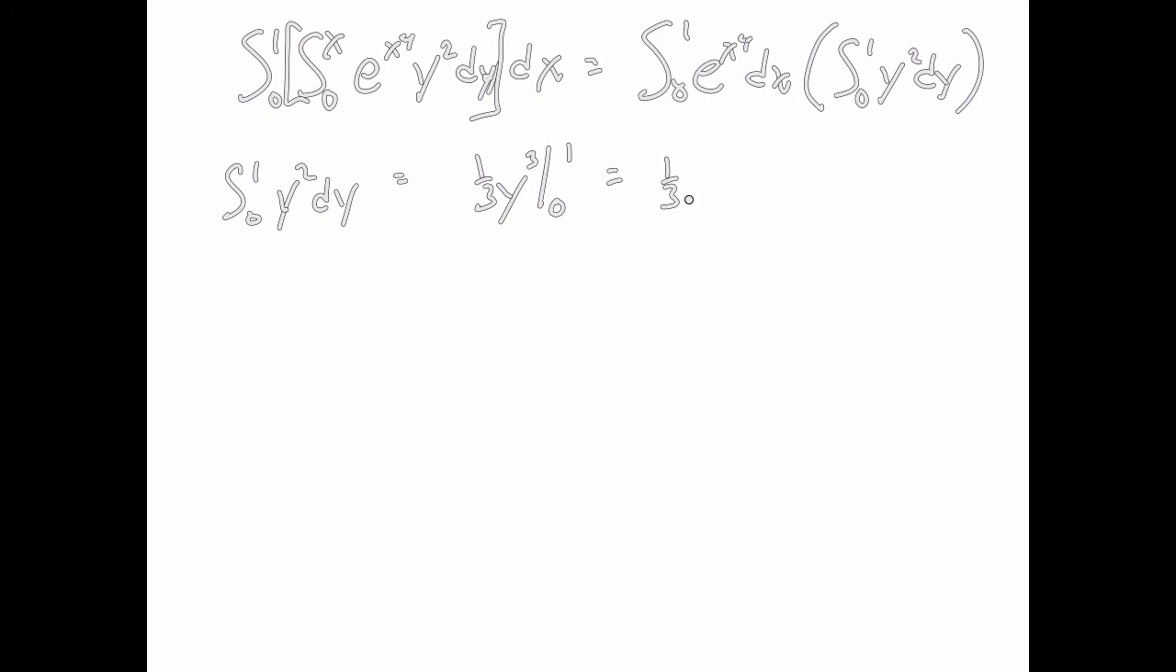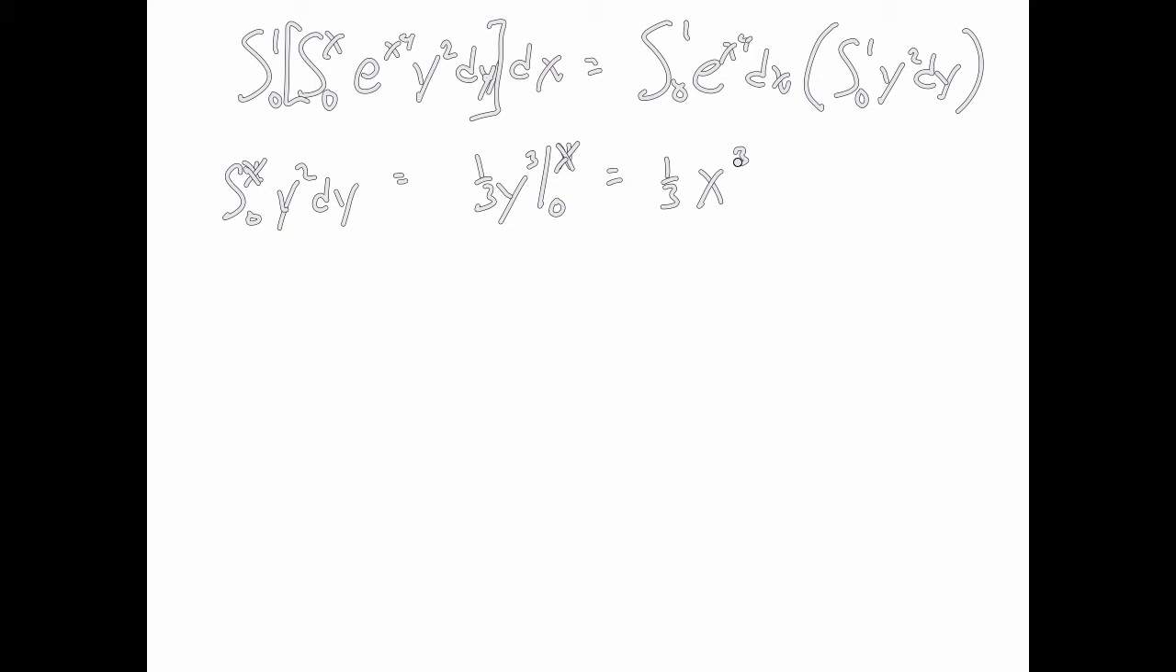Oh, I'm being silly. This is an x. That's the whole point of this. That's an x bound. This is also an x bound. So it's 1/3 x cubed. The 0 part's still true, but there's an x bound at the top. So the top bound is x. So you have 1/3 y cubed evaluated at x. That's just 1/3 x cubed.